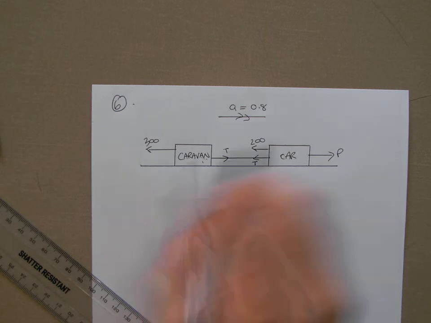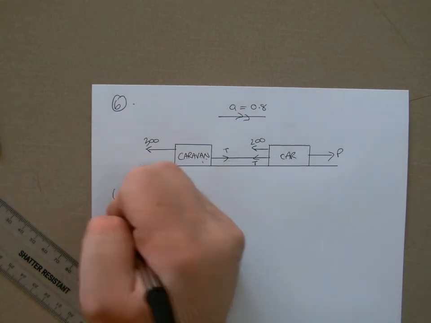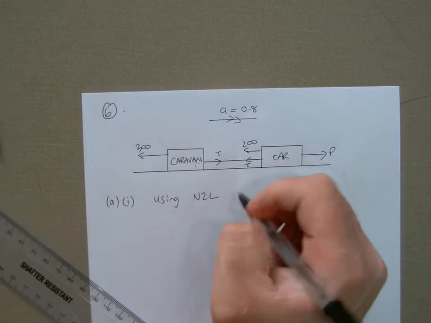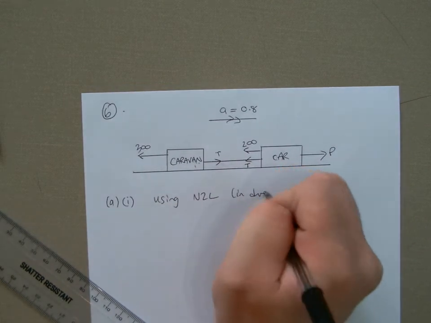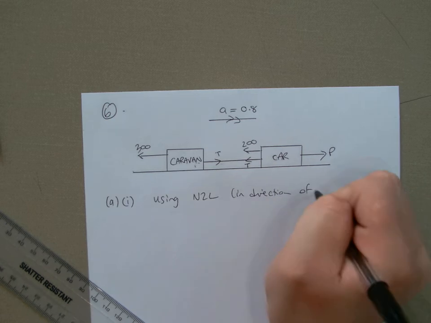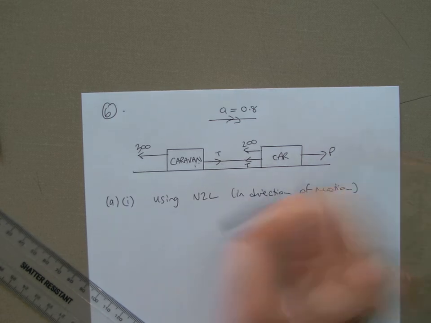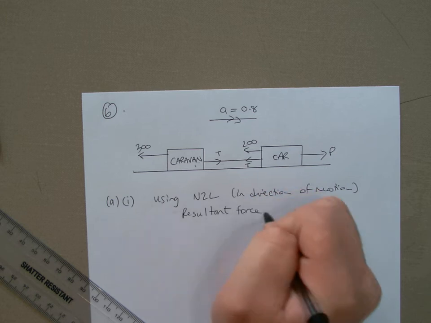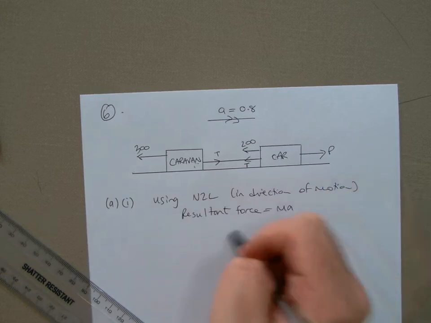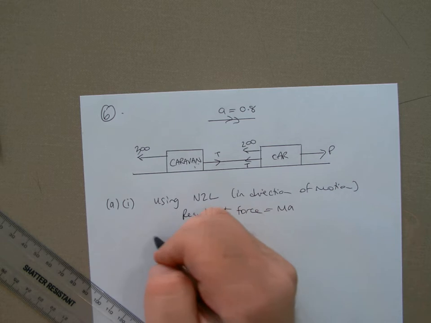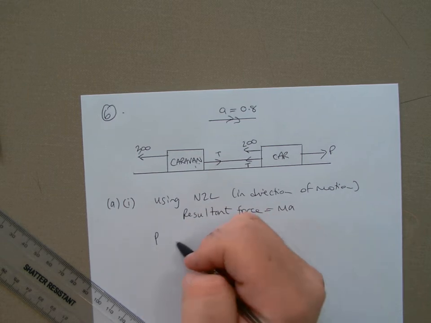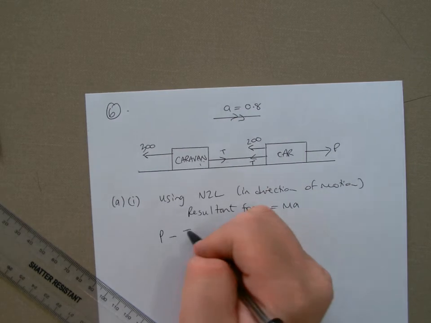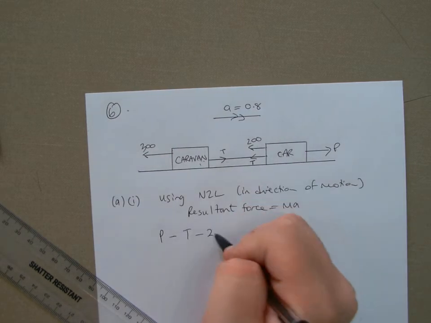Now, because this is to do with forces, to work out P, I'm going to use Newton's second law, okay? So using Newton's second law, now remember, we always think about the direction of motion, the direction it's going in. So the resultant force is equal to mass times acceleration. So the resultant force, well, we've got P, the engine force, then we take away the resistances on that car, which is T, and then take away 200, okay?